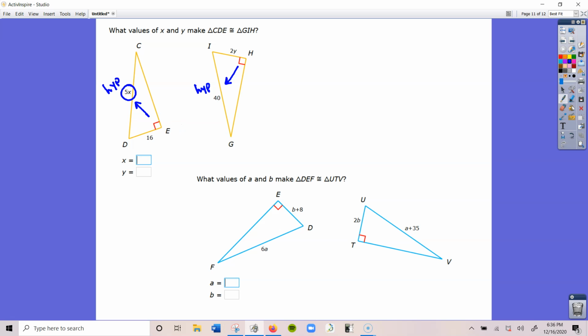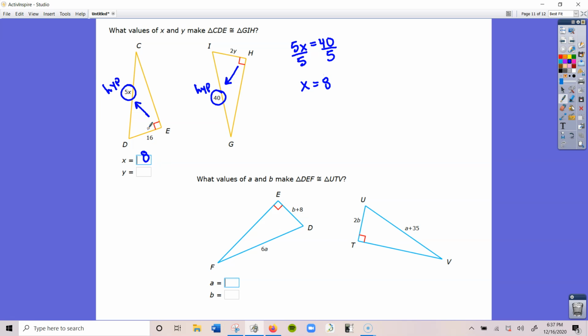So that means that this has to equal that. So 5x has to equal 40. And to solve for x, which is what we need, we divide by 5, and you get that x is equal to 8.